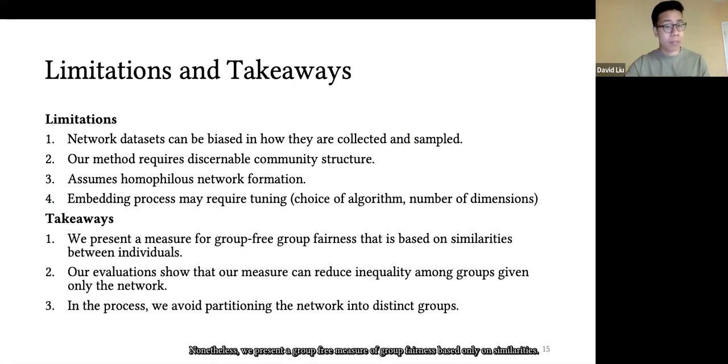Nonetheless, we present a group-free measure of group fairness based only on similarities and show that for real-world tasks, it is able to reduce inequality between groups while avoiding partitioning the network.